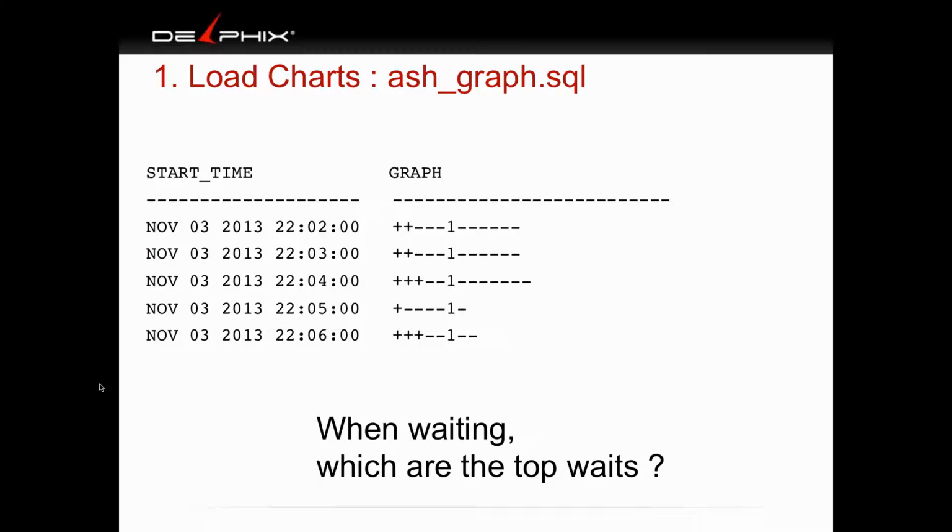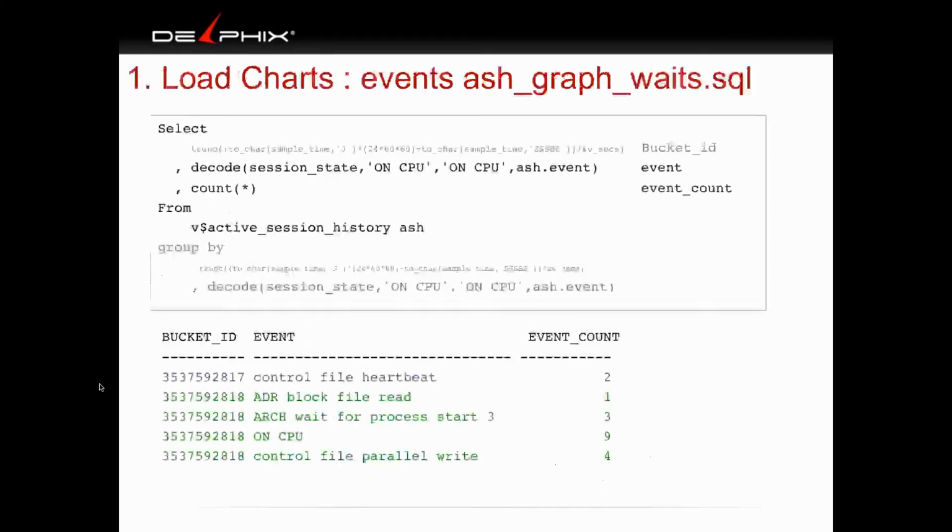So this is cool. Now I have my graphics, but I don't know what I'm waiting on. So I need to add in what were the top weights in each of those buckets. In the previous raw data, I just did a count star on the CPU and weight event. What I actually need to do is look at each of the weight events. So here's basically the same raw query. I have my bucket ID, but instead of just doing a count, I have my actual event and event count. And the output looks like this: bucket ID, event, and how many times I've waited for the event. And somehow I need to pick out the top 2 events. How do I do that?